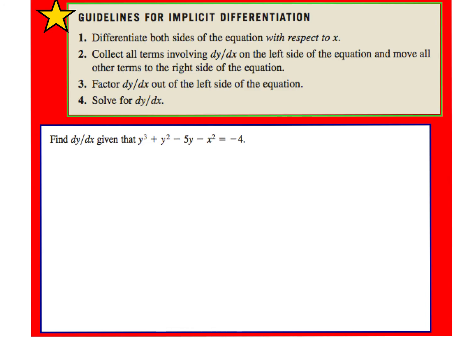I got y cubed plus y squared minus 5y minus x squared is equal to negative 4. And I want to find dy dx. Let's not forget what we're doing here. What does dy dx represent? The slope of a tangent line. That's what it represents. I'm taking a derivative. I am finding a slope of a tangent line. All right, so here we go.